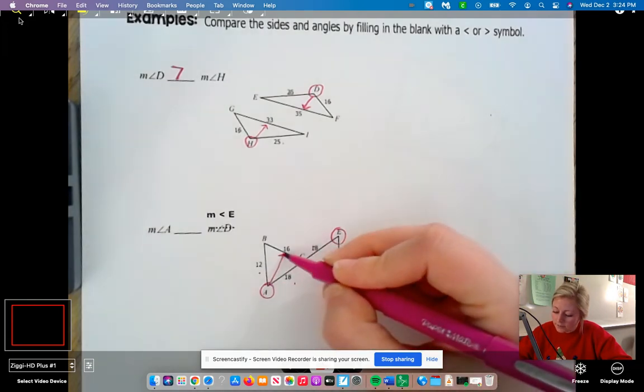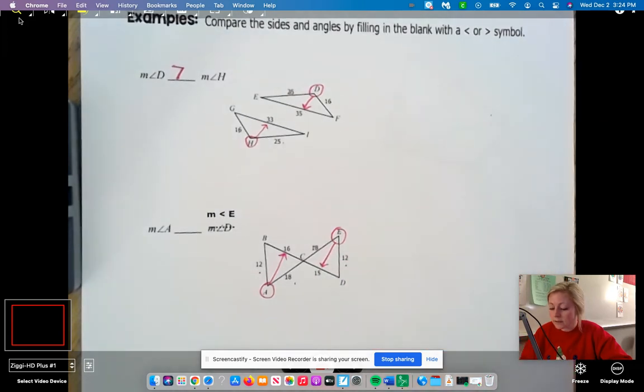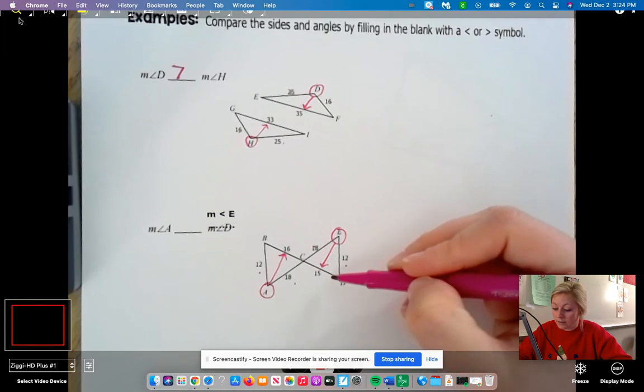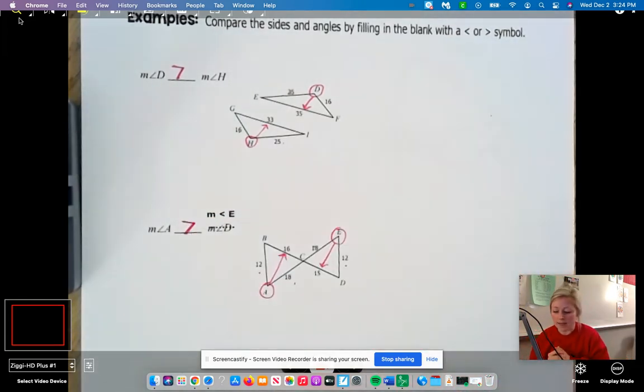So A is across from 16, and E is across from 15. Again, not rocket science here. 16 is bigger than 15, so we would know that angle A is greater than angle E.